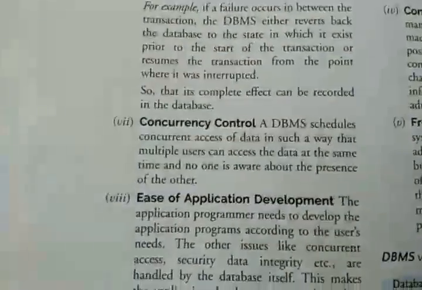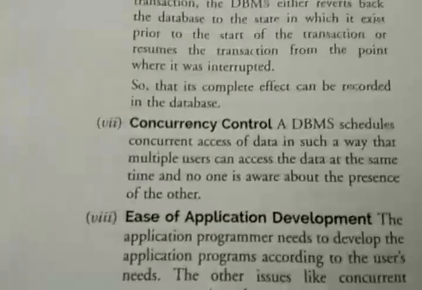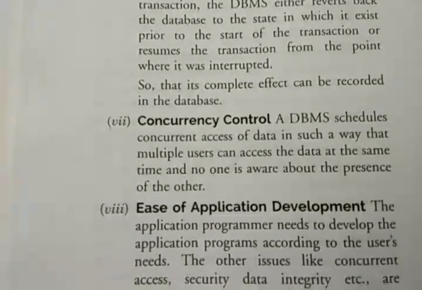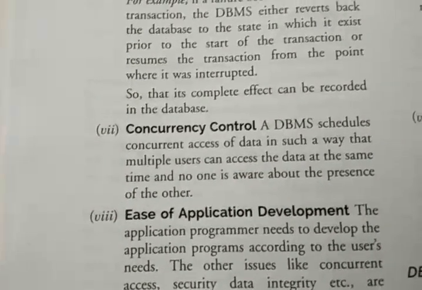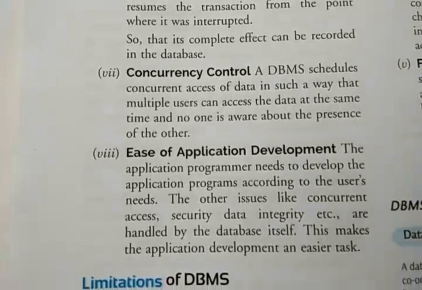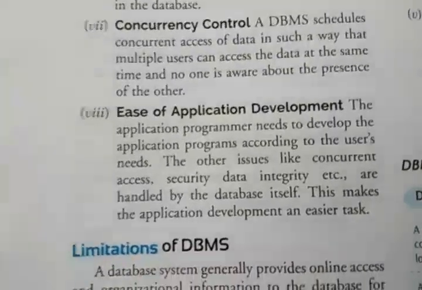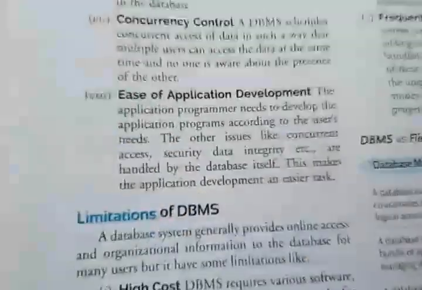Concurrency control means that one change in a system will be displayed on each computer, for multiple users. And we can easily develop applications with the help of database systems.